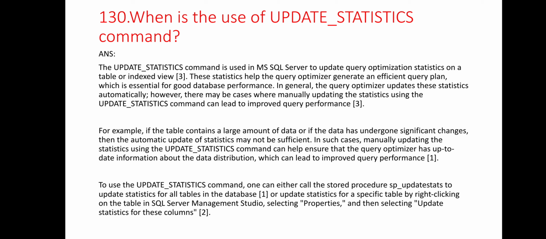Question number 130. When is the update_statistics command used? The update statistics command is used in MS SQL Server to update query optimization statistics on a table or indexed view. These statistics help the query optimizer generate an efficient query plan, which is essential for good database performance in general. The query optimizer updates these statistics automatically.